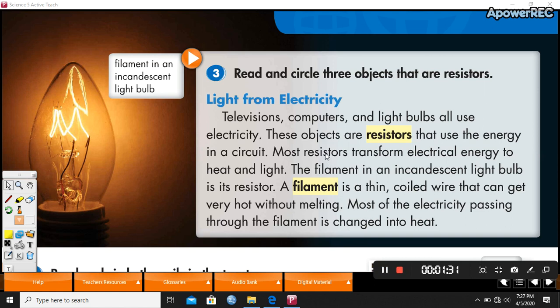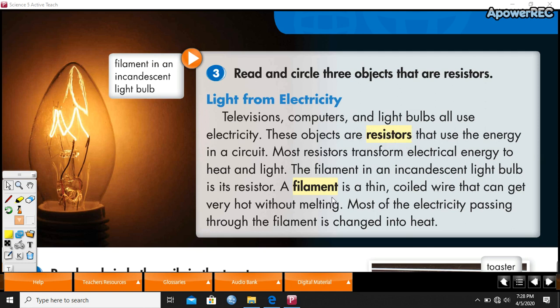Okay, from the text, you know that resistors are objects that use energy in a circuit. Most resistors transform electrical energy to heat and light. So resistors transform energy into other forms of energy. These resistors use electrical energy that flows through the circuit.